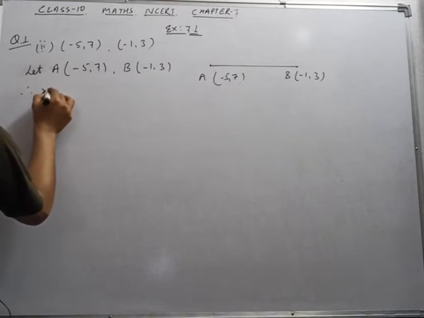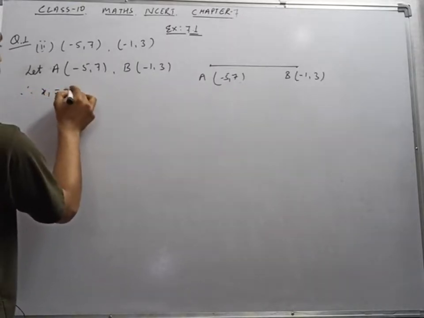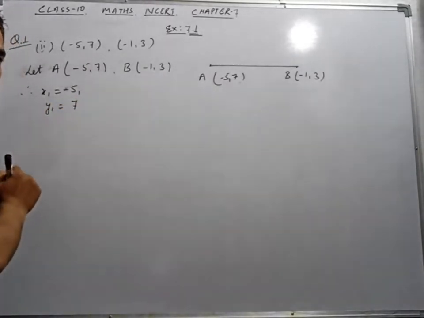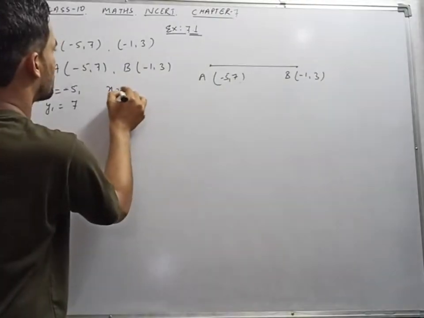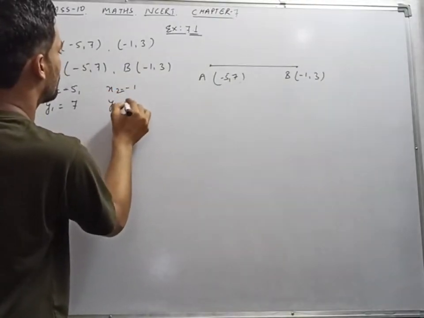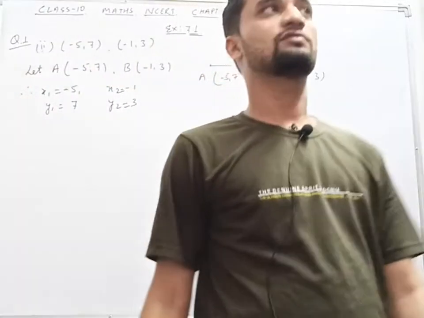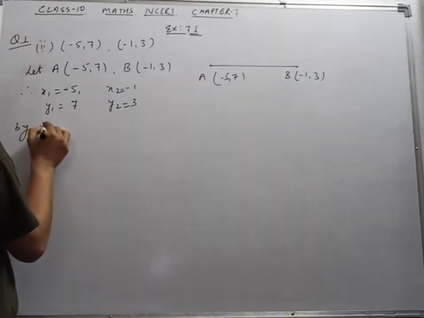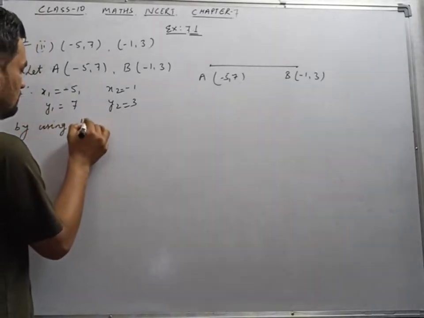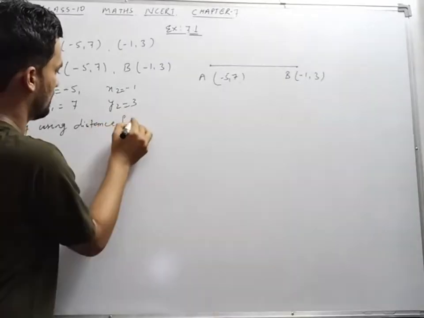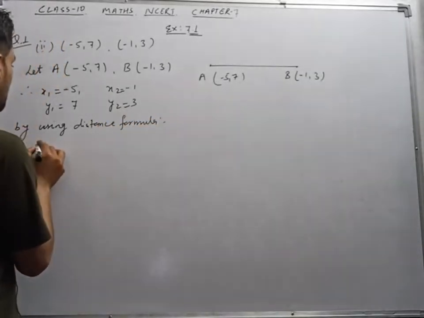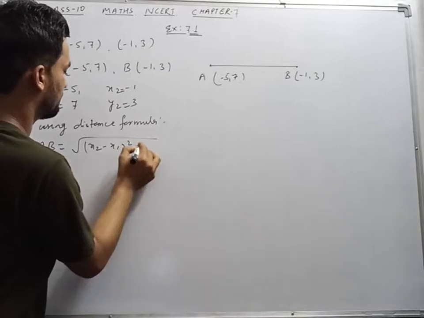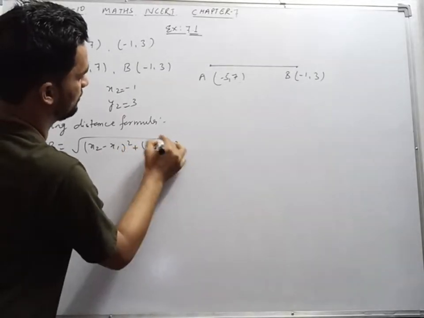Therefore x1 is equal to -5, y1 is equal to 7, x2 is equal to -1 and y2 is equal to 3. Now by using the distance formula, AB is equal to root over (x2 minus x1) whole square plus (y2 minus y1) whole square.